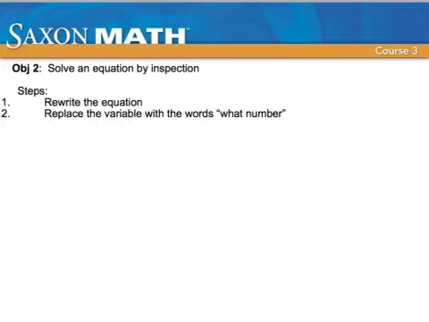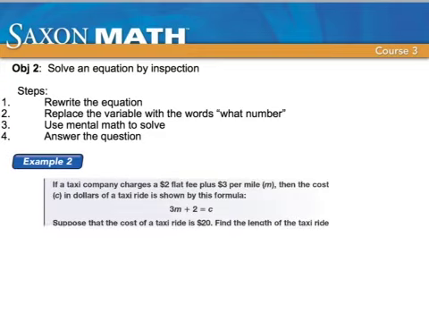Step 2, replace the variable with the words what number. Okay, so when we say the variable, we're going to say what number, because we're trying to figure out what number goes there in place of the letter. Step 3 is to use mental math to solve for that number. And then step 4 is to answer the question. So if you need to pause it to get these steps written down, do that. Otherwise, I'm going right into the example.